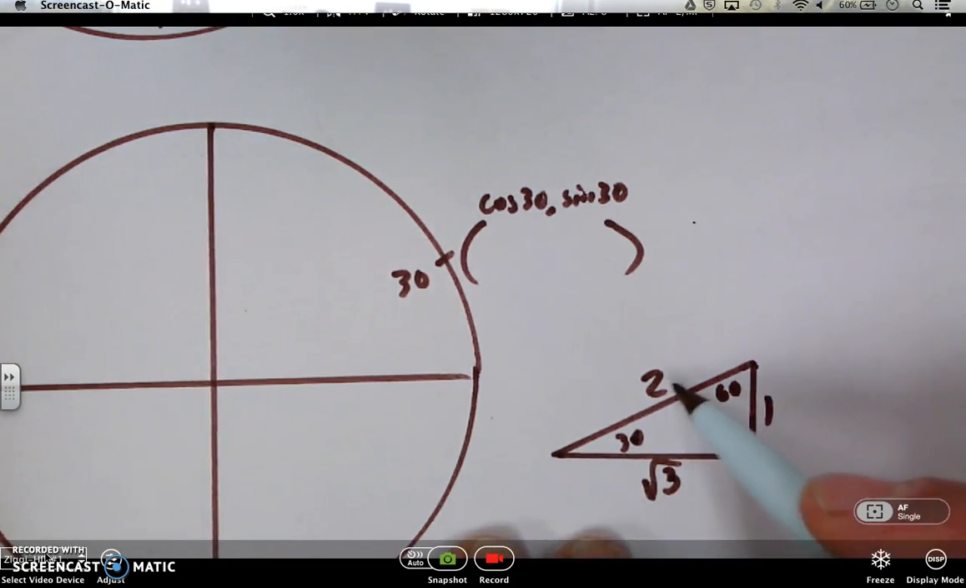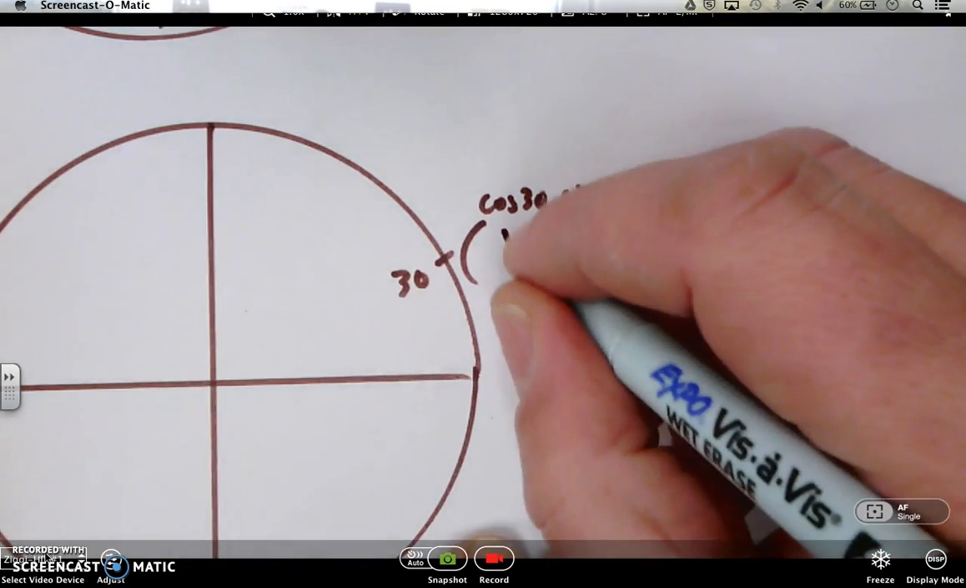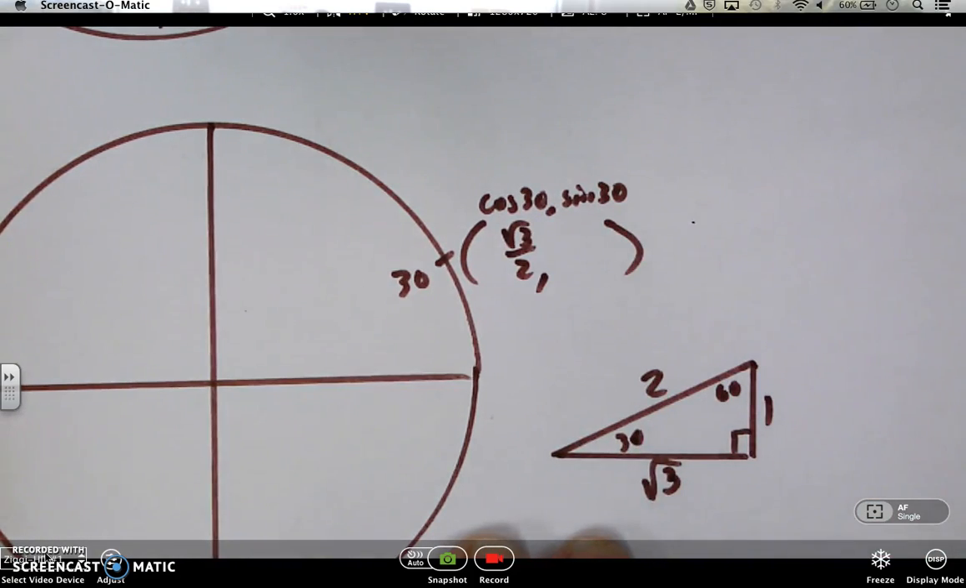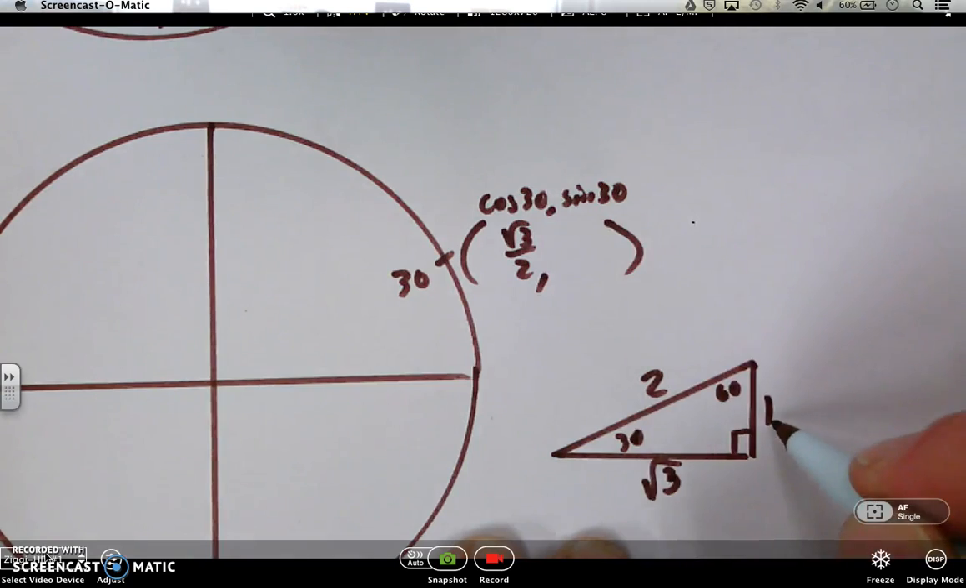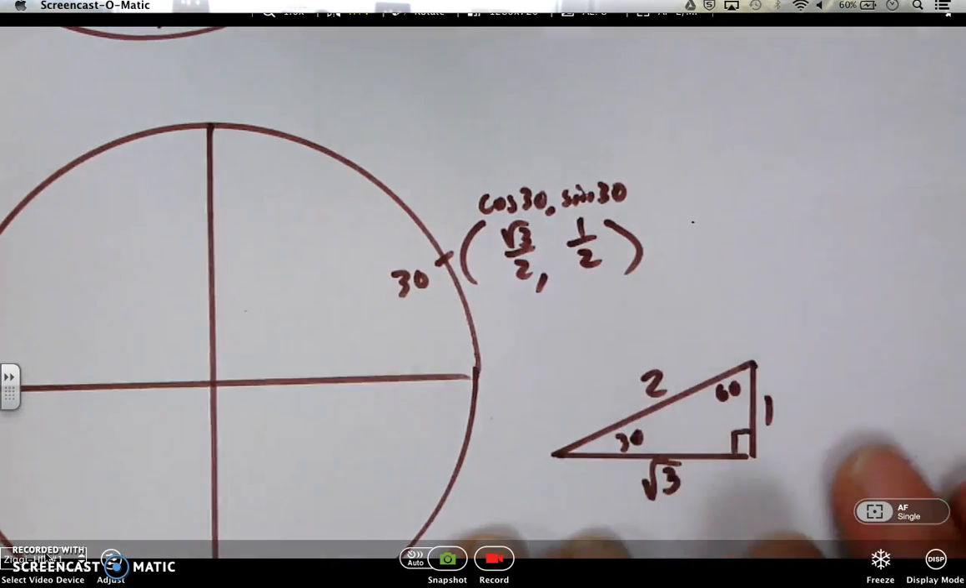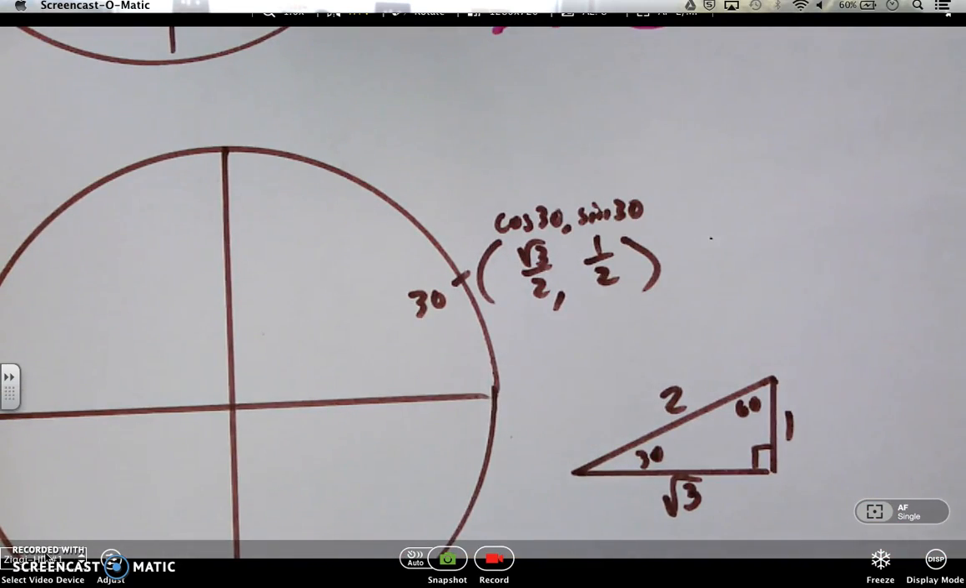The short side's 1, the long side's 2, so 1, 2, and it's a 1, 2, 3. But really, it's a 1, 2, rad 3. So back to this. What's cosine of 30? It's adjacent over hypotenuse, so rad 3 over 2. To find the y coordinates, that's the sine of 30, opposite over hypotenuse, so that's 1 over 2. Okay, and there's your first coordinates. And it's that easy. If you know the triangle, you should be able to find the coordinates real quickly.